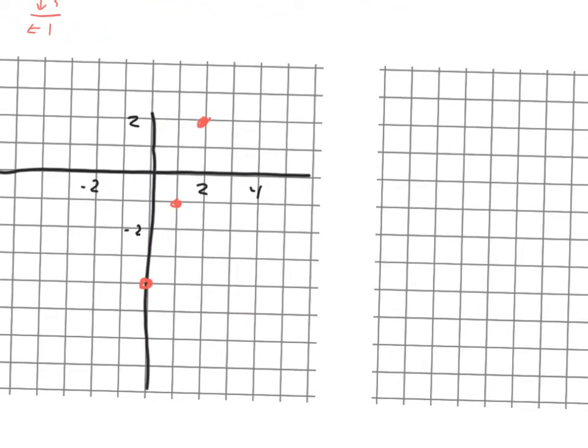Notice how I go the other way. I go down 1, 2, 3, and left 1. And there we go. So now I just connect the dots. And make sure your lines are straight, unlike this one because I'm drawing it on a tablet. And there we go. Beautiful.